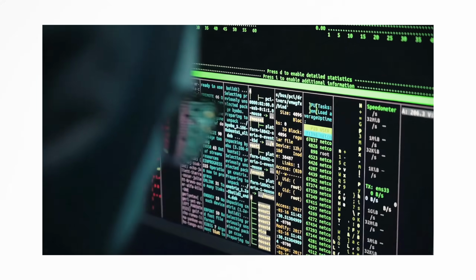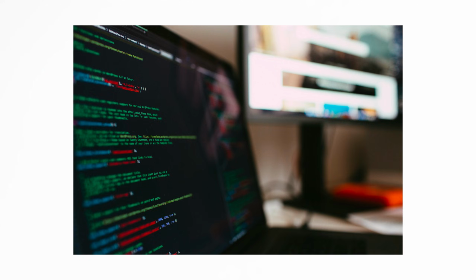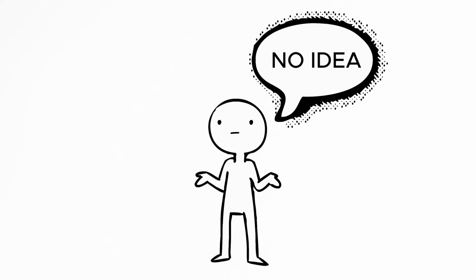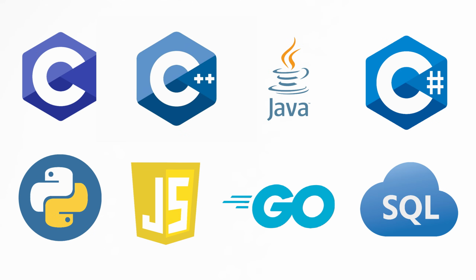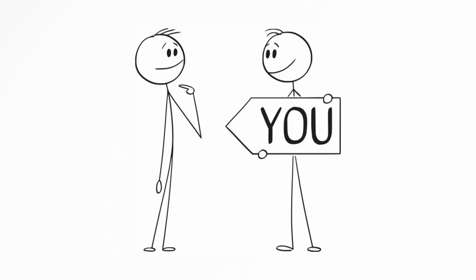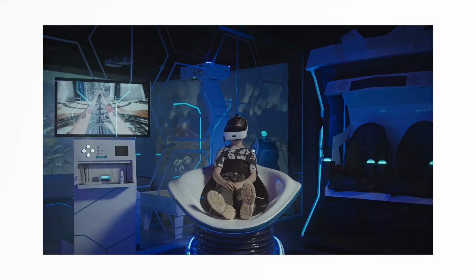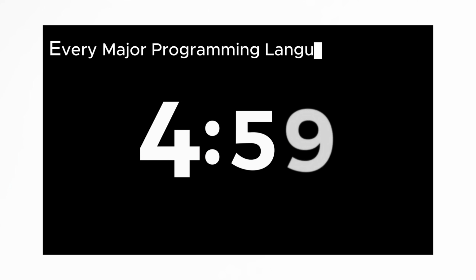There are hundreds of programming languages out there. Some are ancient, some are brand new, and most people have no idea what makes them different. Today we're breaking down the biggest ones, the ones that actually shape the apps, games, and websites you use every single day. From the foundation of modern computing to the tools running artificial intelligence, here's every major programming language explained in just 5 minutes.